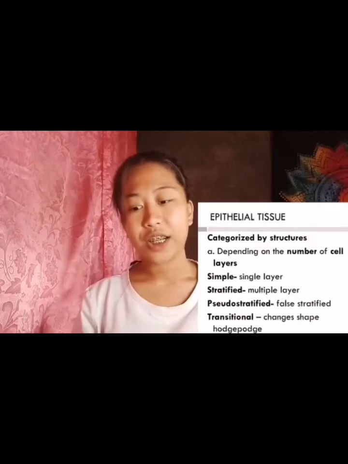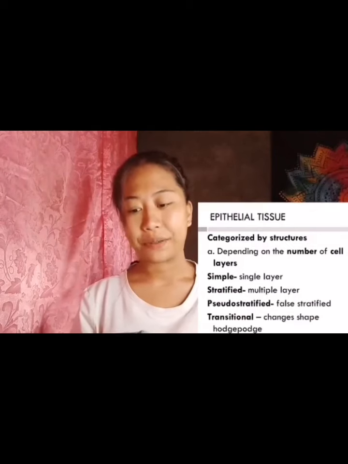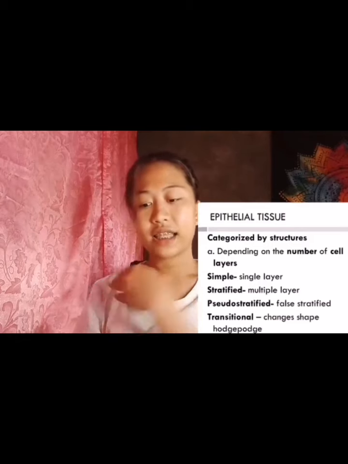Categorized by structures of epithelial tissue. A. Depending on the number of cell layers. First, simple or single layer, and the second is stratified or multiple layer, pseudostratified or the false stratified, and the last one is transitional, which changes shape.